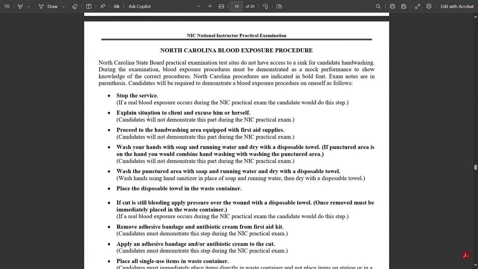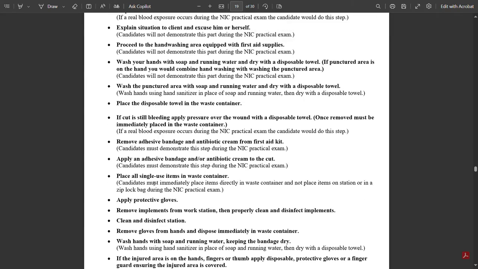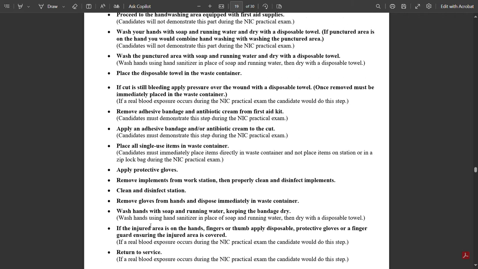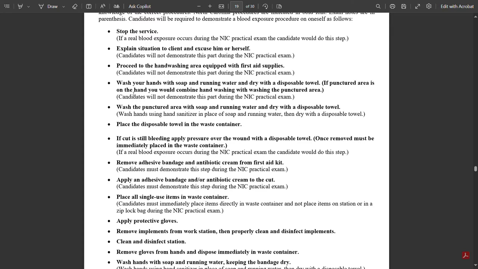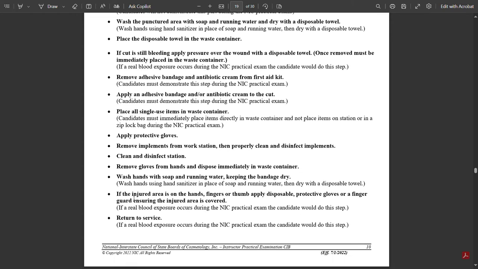This part, when it comes to the blood exposure procedure, that's not considered plagiarism. You can just have that listed step by step just as it is. Don't include the stuff that's in parentheses here, but everything that's in bold needs to be part of your blood exposure procedure. You need to have that exactly like that in your lecture and your demo lesson plans. You need to teach it exactly like this in your lecture and demonstrate it exactly like this in your demonstration.